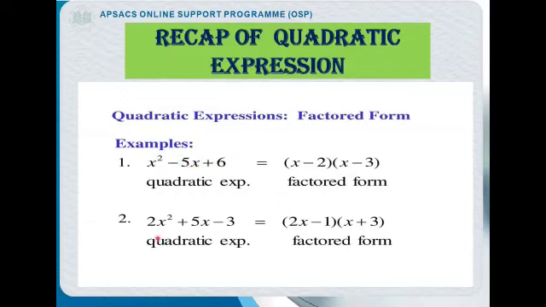Second one, 2x square plus 5x. Clear? And these are the factorized form. We are going to learn this form in the further chapter. Okay?